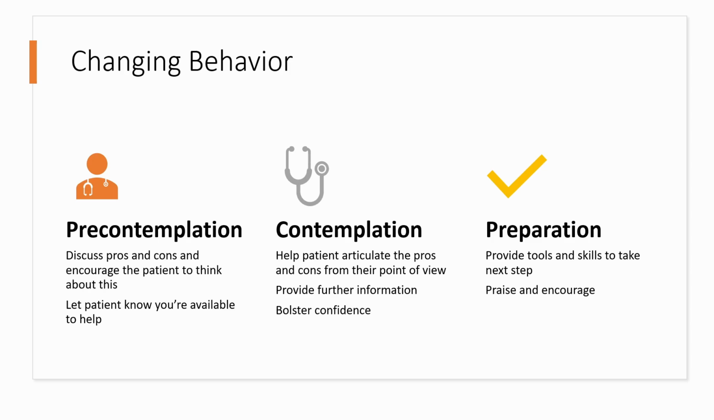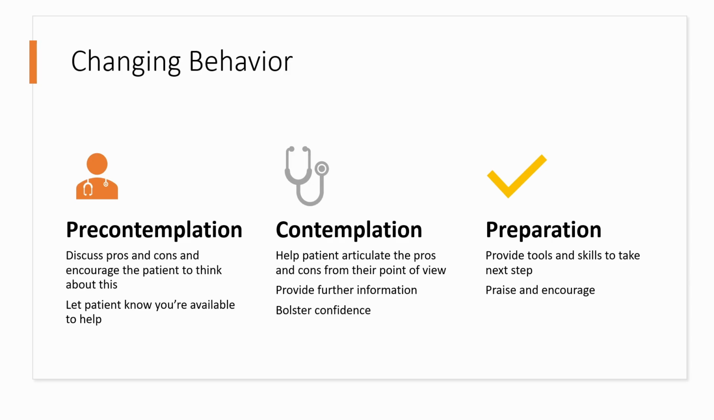If the patient is still in the pre-contemplation stage, discuss the pros and cons of taking medication. Give your patients enough time to think about it. Next is to let your patient know that you're available to help. If the patient is now contemplating, help the patient articulate the pros and cons from their viewpoint. Provide further information and bolster their confidence by saying that you can do it.